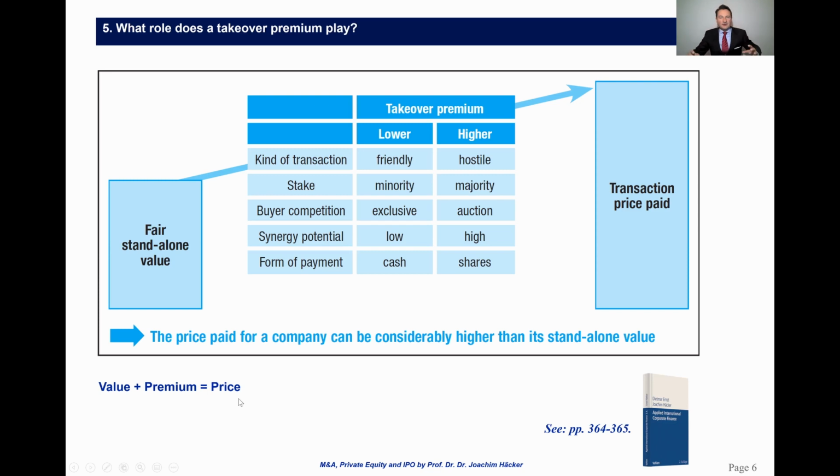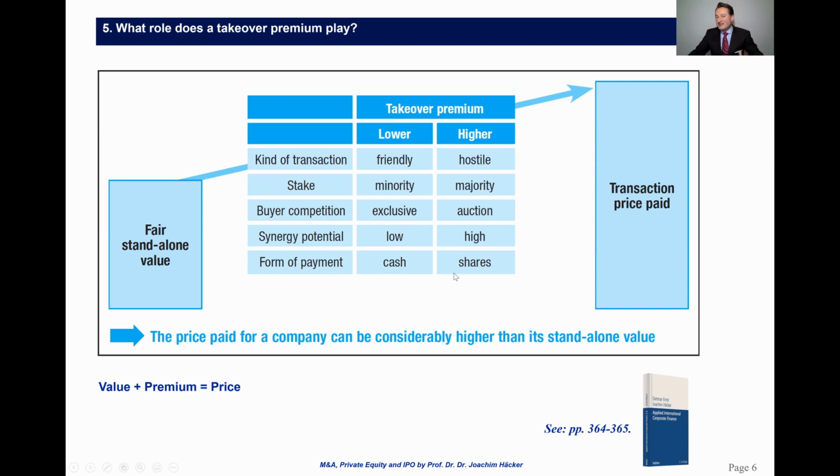What is the difference between value and price? Well, how can I actually define the takeover premium? How can I derive the takeover premium? Well, it depends basically on 5 different issues. The form of payment. If the payment is in cash, we rather come up with a lower price that needs to be paid, because in finance we say cash is king, and that's it.